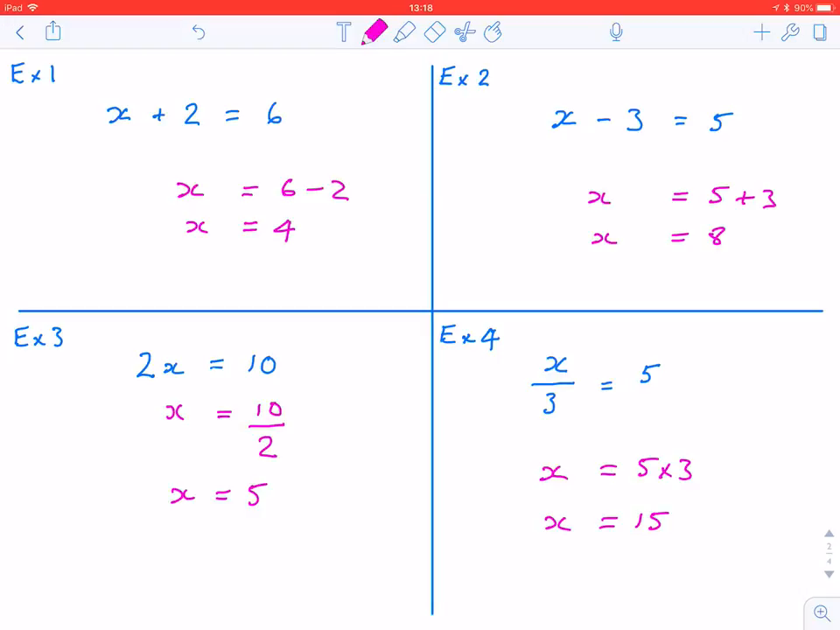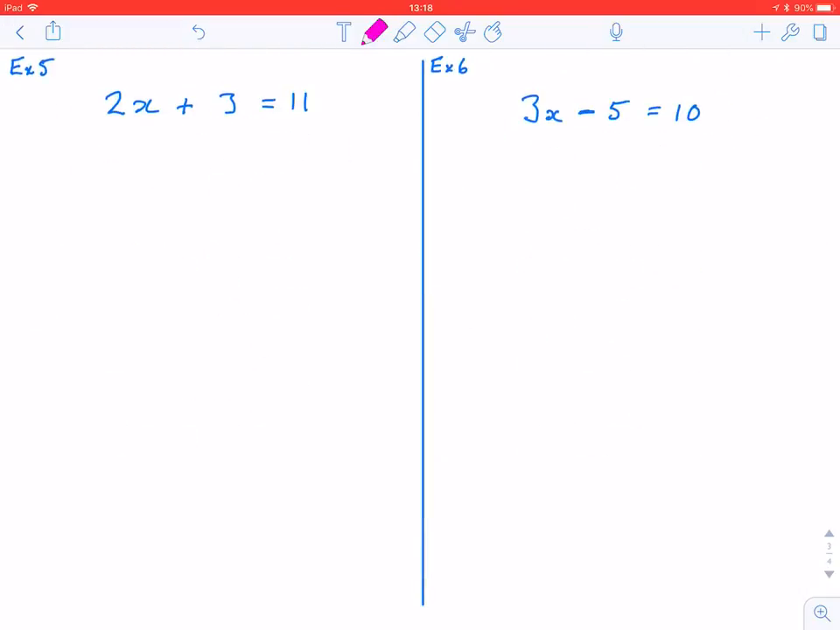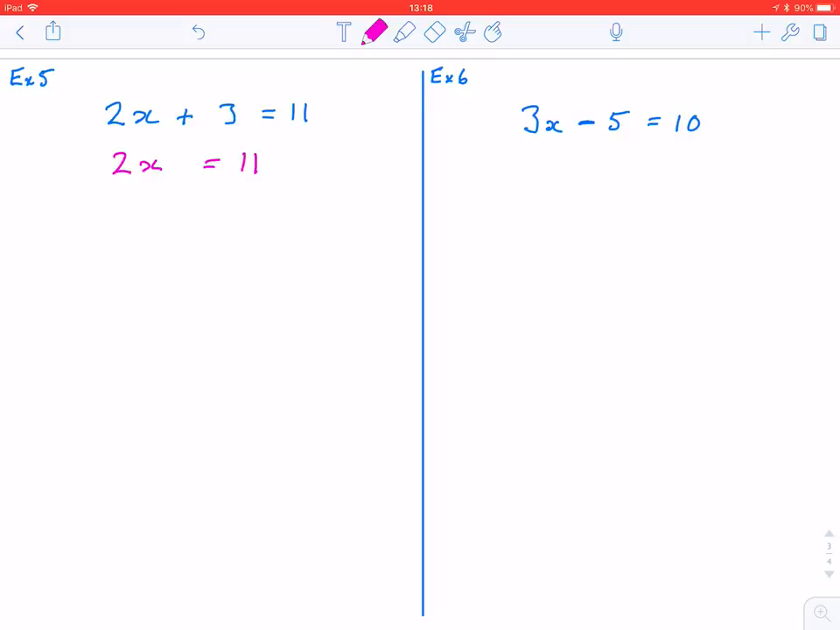Now let's put these ideas to use solving slightly more complicated equations. Example 5. 2x plus 3 equals 11. So the first thing I'm going to do is get the x's on their own. And I'll do that by passing the plus 3 to the other side of the equation. But when plus 3 moves across, it becomes minus 3. So 2x is equal to 11 minus 3, which is 8.